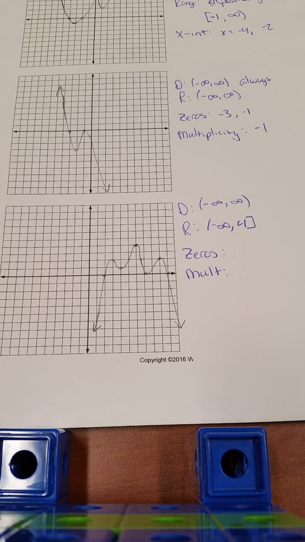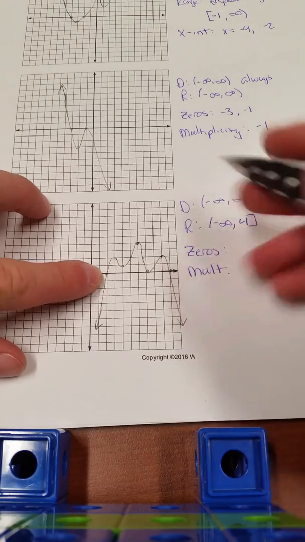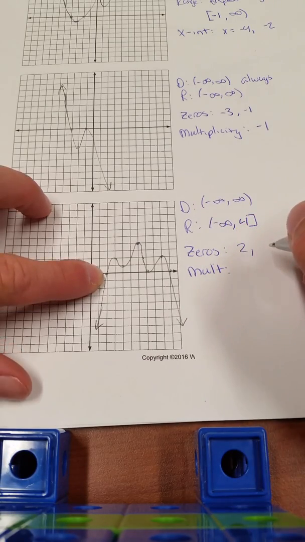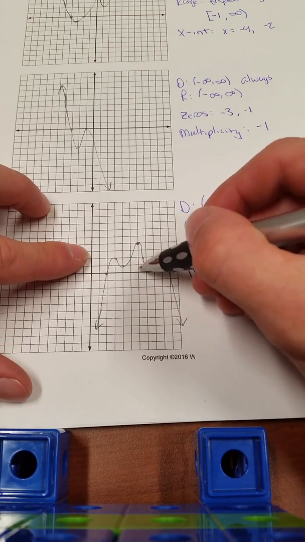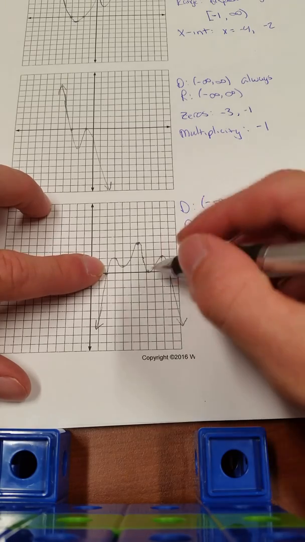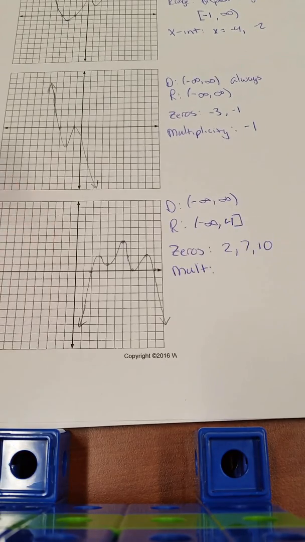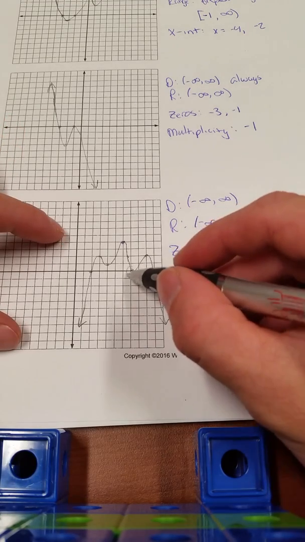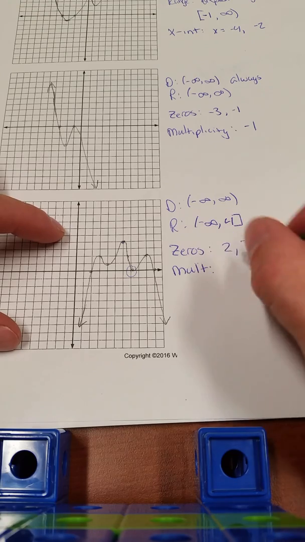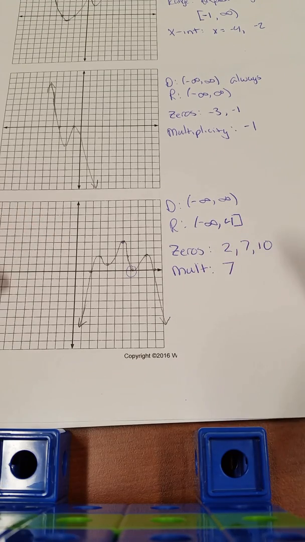All right, the x-intercepts are the zeros. That's at +2, +7, and +10. All of those are zeros. Now, the multiplicities, there is a multiplicity. It's right there. That multiplicity is at 7. All right, so we know that 7 is going to happen more than one time in this problem.